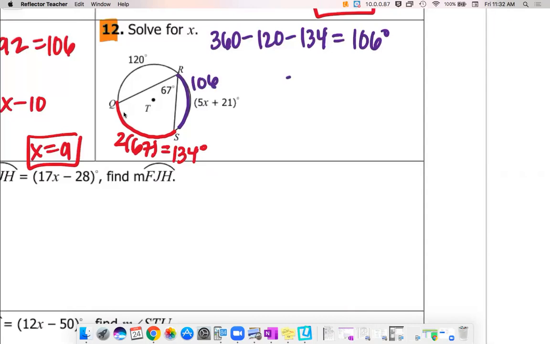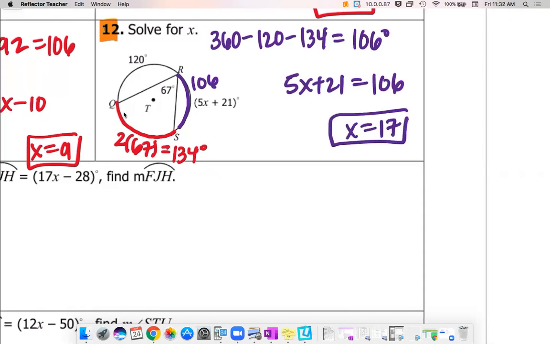And then you would just do 5x plus 21 equals 106. Do your algebra, and you guys should get this as x is 17. So subtract 21, divide by 5. Sweet.